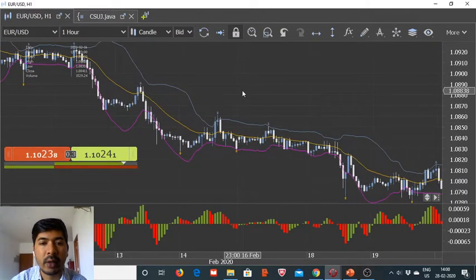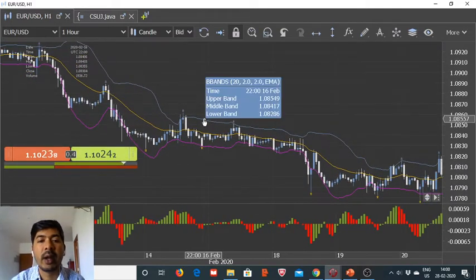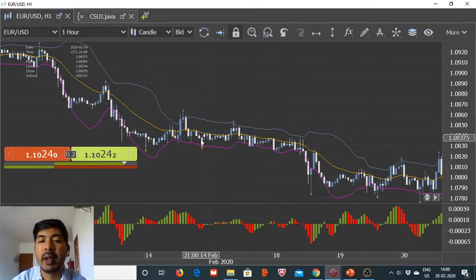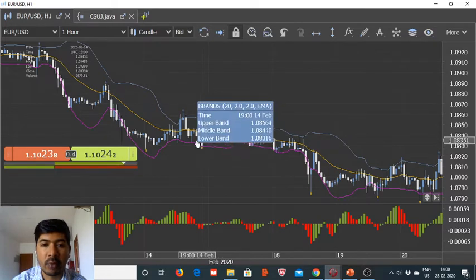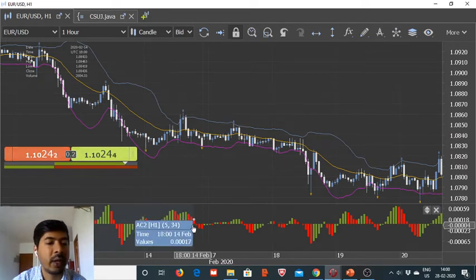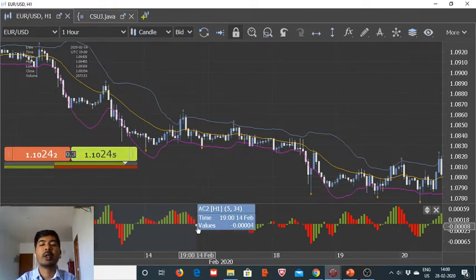Now, as I said, the requirement is that a candle should be closing below this middle band and above this lower band for a sell trade. Suppose here we notice that this requirement is fulfilled, and as per AC2, when the momentum shifts from being bullish, that is when there are no more positive values and the values turn negative, then we are going to go for a short sell trade.